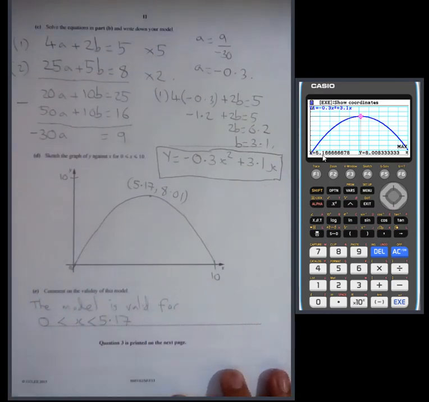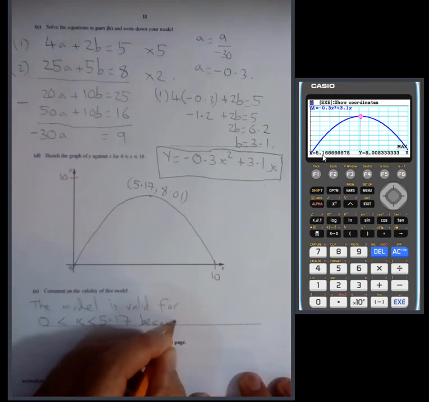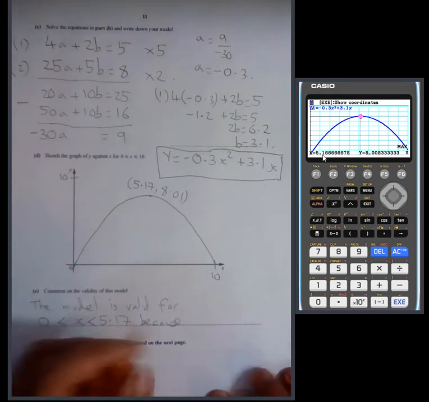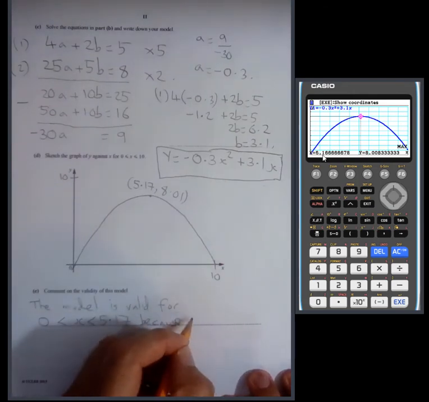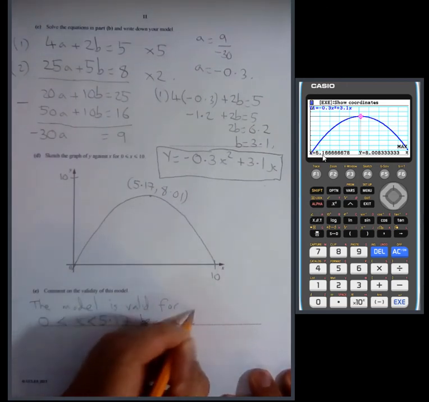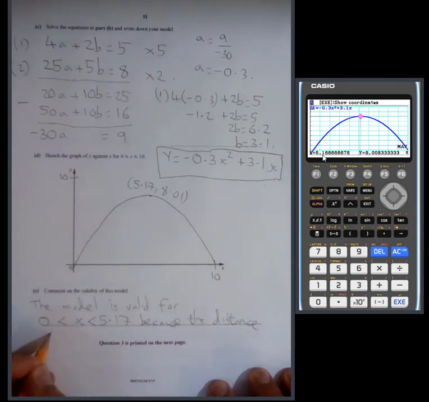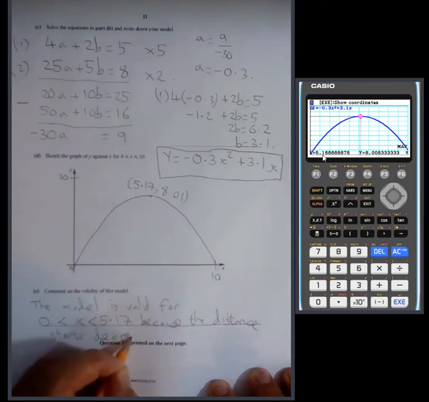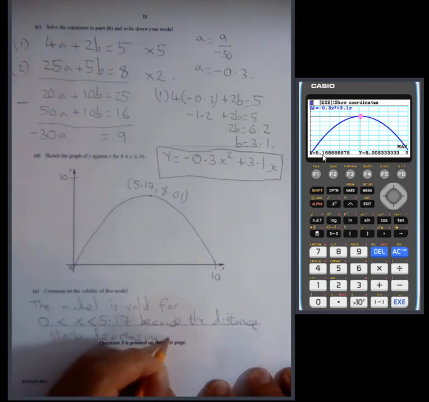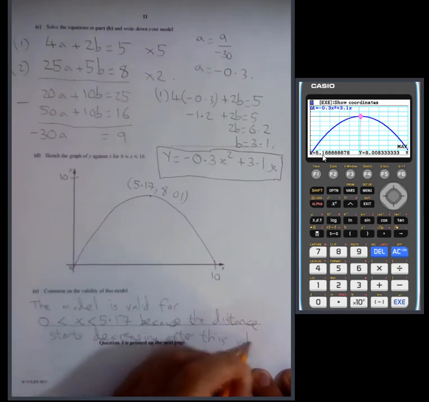And if we want to give a reason, I would say because it doesn't fit the data very well at all after this point, because you could say it doesn't fit the data, or you could say because the distance starts decreasing. After this, and it doesn't fit the data.